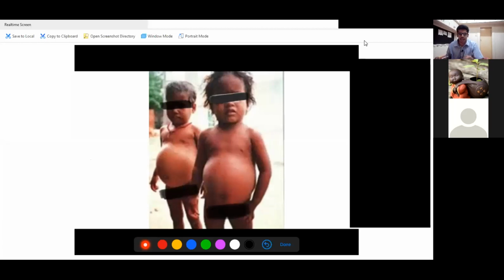Now, this is a child who has come to a clinic. Someone can tell me the diagnosis, please. What is the diagnosis of this child? Look at him and make the diagnosis.